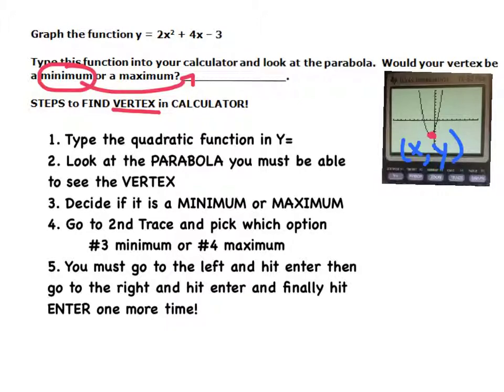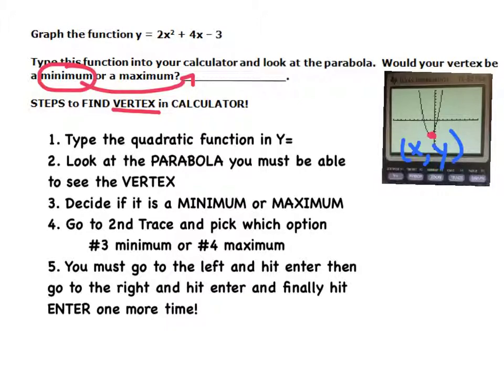So the steps are: Number 1, type the quadratic function in y equals. Make sure you're writing this. Number 2, look at the parabola. You must be able to see the vertex. If you can't see it, then you might need to zoom out. Number 3, you need to ask yourself, is it a minimum or a maximum?